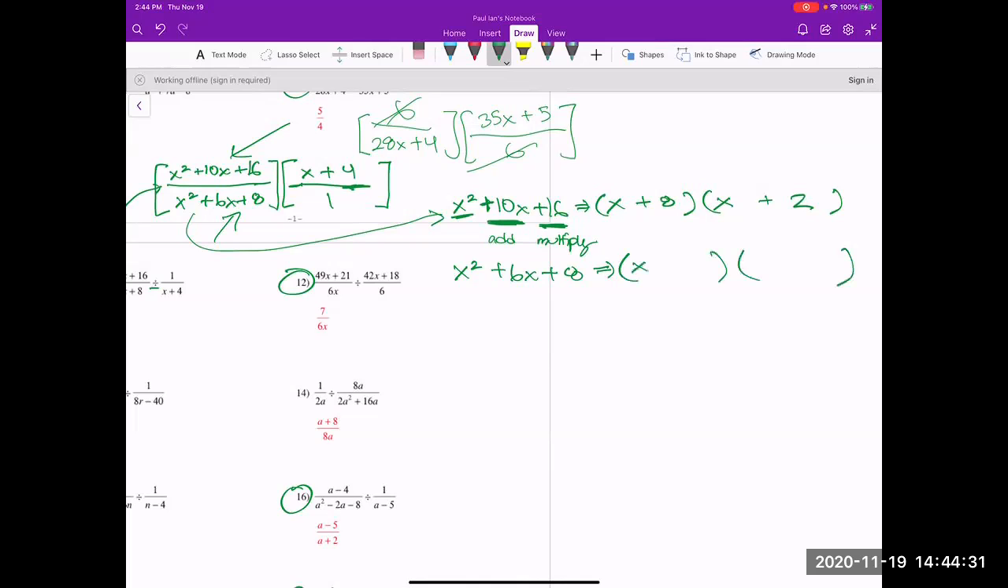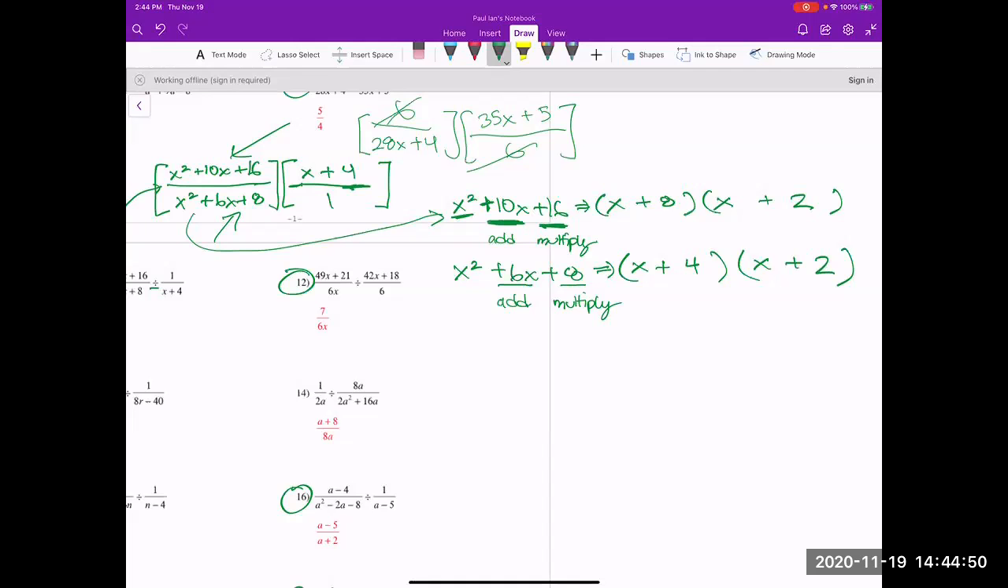So the first term is always x, right? Yeah. Okay, now I asked you the same question. What two numbers do you add? It gives you 6, and when you multiply them, gives you 8. 4 and 2. And they're both positive, so it doesn't matter. 4 plus 2, right? Like that guy.